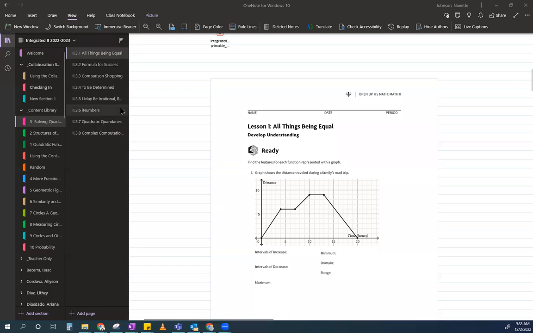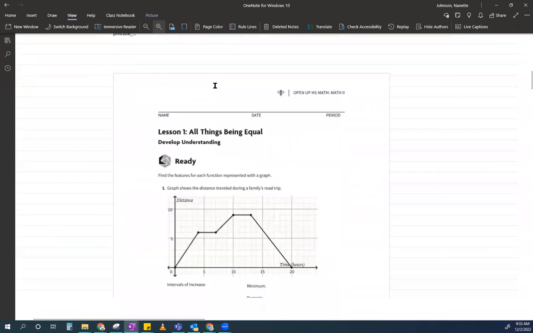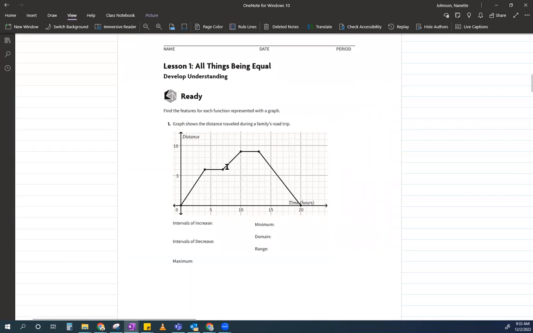Okay, so we are going to go over 3.1, numbers 1 and 2, which, as you can see, gives you a graph and a context, and then they want you to find all of these features of a graph. We're just going to take these things one by one and see if they make sense to us. It says the graph shows the distance traveled during a family's road trip.